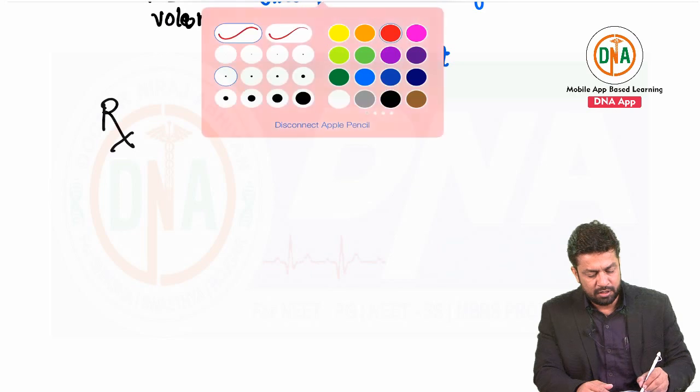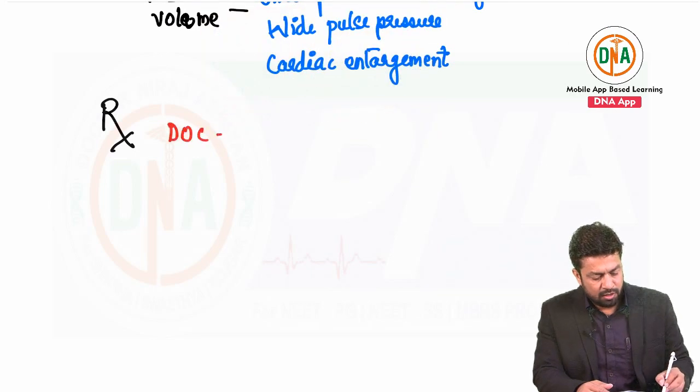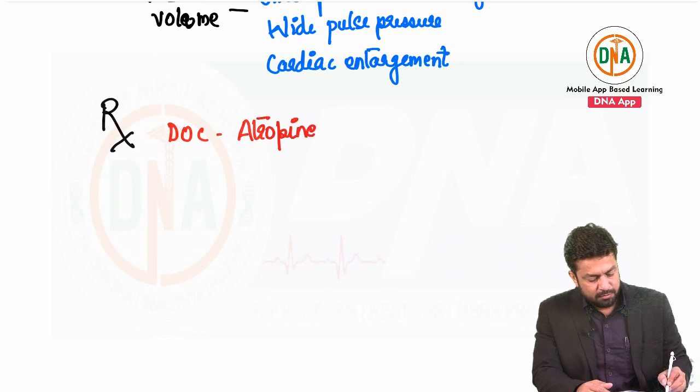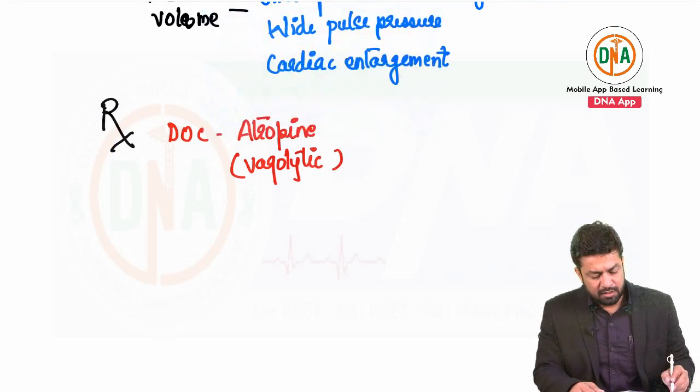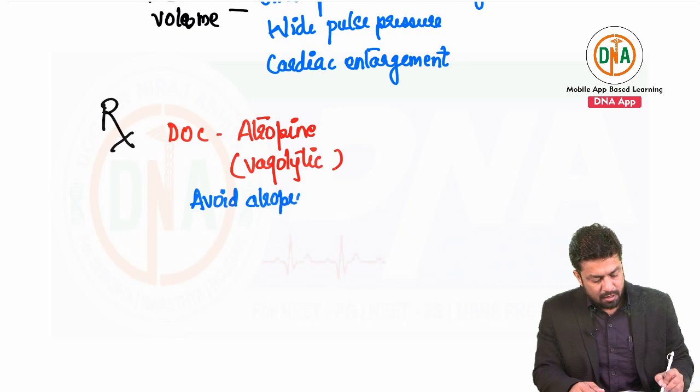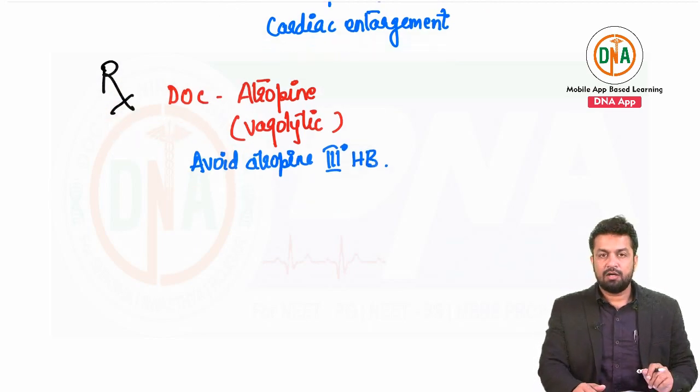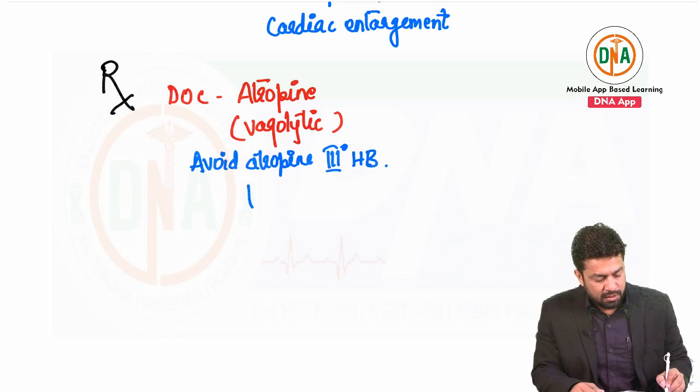Obviously the drug of choice for the treatment of heart block is atropine. Atropine is basically a vagolytic drug, but remember guys that we have to avoid atropine in third degree heart block. In third degree heart block you go for pacing.